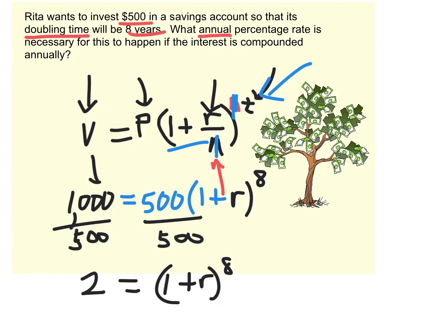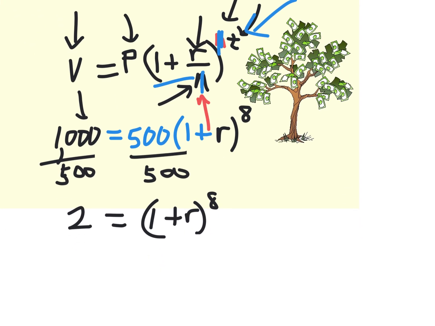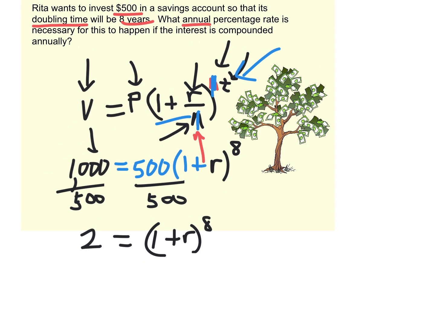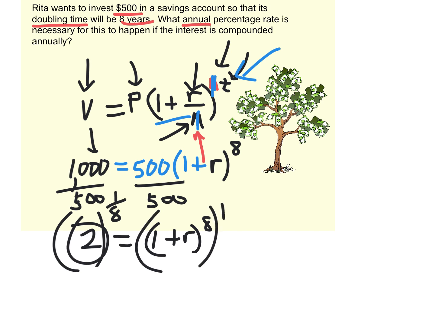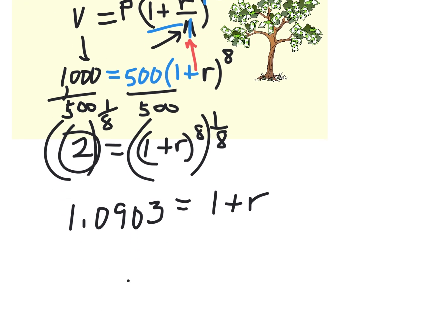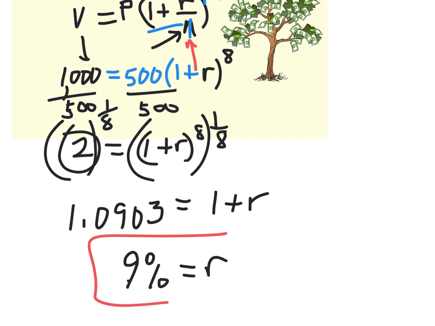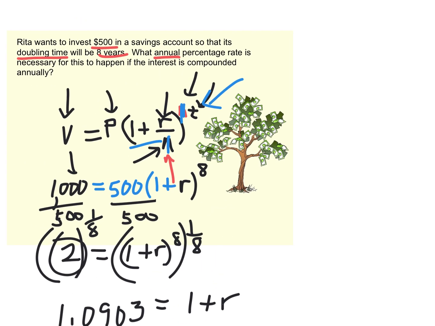Okay, so we used our formula. We stuck in that n was 1 because this was just an annual scenario, 1 time per year. And I then put all my numbers in. I divided both sides by 500. I got 2 here. And then I'm putting it to the 1/8. To the 1/8. And this became 1.0903 or something like that. We're just going to round it off to 9% anyway. Subtract 1 from both sides. We got about 9% is the rate. We were getting 9% growth on our money.